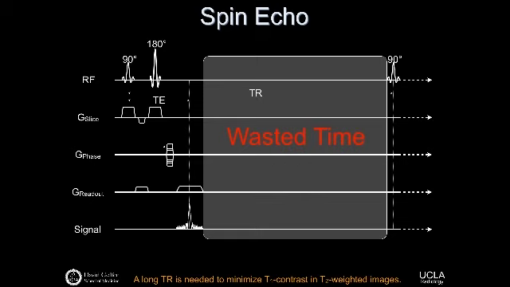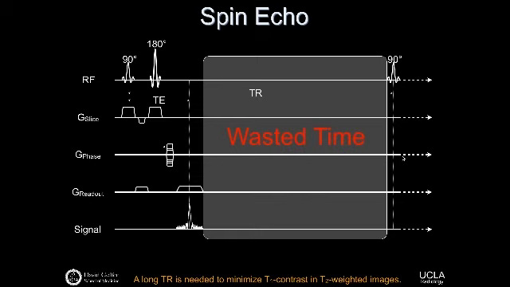Another approach for getting some acceleration is so-called multi-slice acquisitions. And this is rather creative. Here we go back to the spin echo sequence again. We remember we have a 90, a 180, we form our echo, and then we probably have some so-called wasted time before we excite again, because we need a long TR, for example, to do T2 weighted imaging. That long TR is needed to minimize the T1 contrast in our T2 weighted image. So the longer our TR, the more T2 weighted our sequence is.